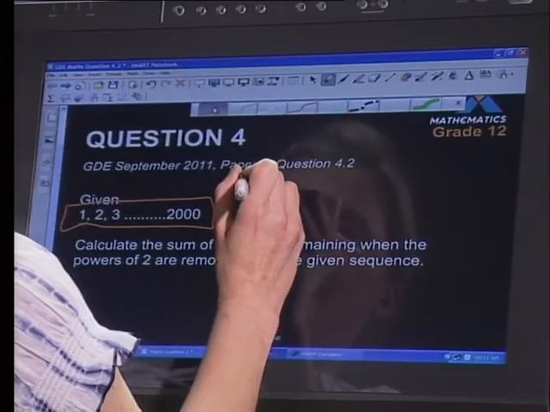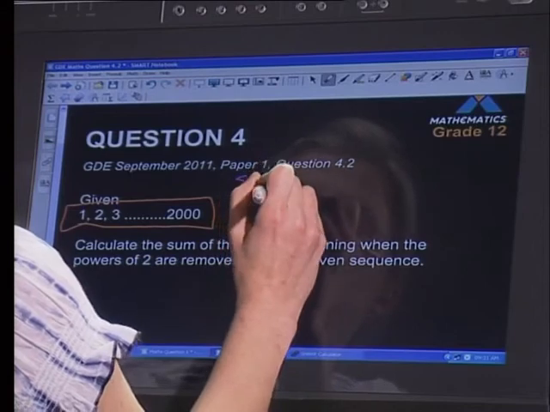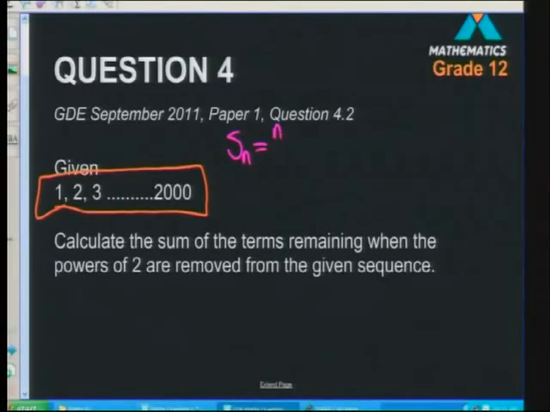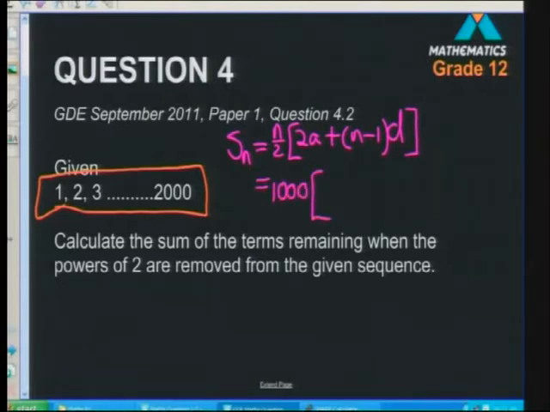So I'm going to write Sn is equal to n over 2, 2a plus n minus 1 d. Right? So straight off the information sheet. And then I'm going to say 2,000 over 2 gives me 1,000. Twice the first term, okay? So the first term is 1.